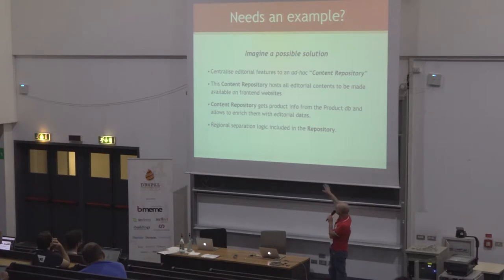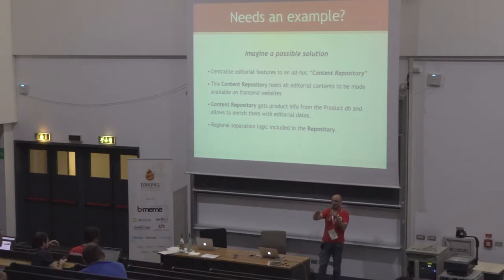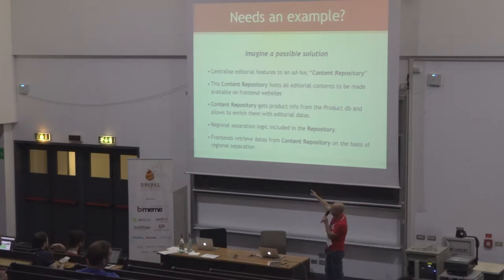This is, for me, one of the most important points, because the separation we talked about is important and will be built into the content repository. The content repository has to know that we can have more than one regional need, more than one regional staff, different editorial groups, who can use the same application at the same time, writing different contents that have to be published only on a predefined front end. The front end retrieves data from the content repository on the basis of the regional separation.